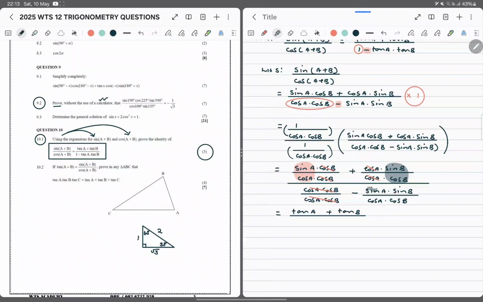Again, we've got a date here. Sine A over cos A is an identity, as well as sine B over cos B is an identity. So this is 1 minus, this becomes tan A times tan B. This is equal to the right hand side.